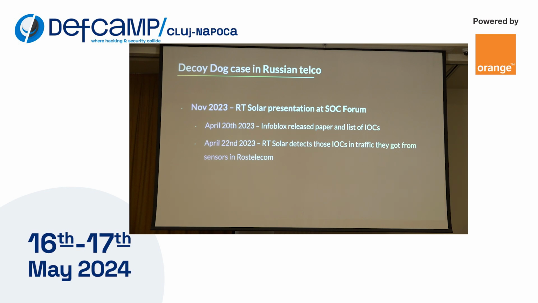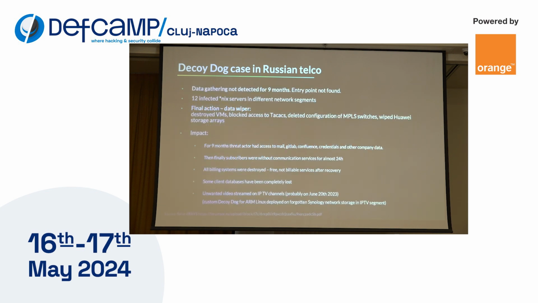And they did a very, very deep description of the infection, with really lots of details. For example, they didn't mention exactly who the customer was, but it's definitely a big mobile operator in Russia, which was infected in this case. The infection was not detected for 9 months. They did not find the entry point. So, an advanced persistent attack. They found 12 infected Unix, Linux servers in different network segments. No Windows systems or anything like that, just Unix servers.